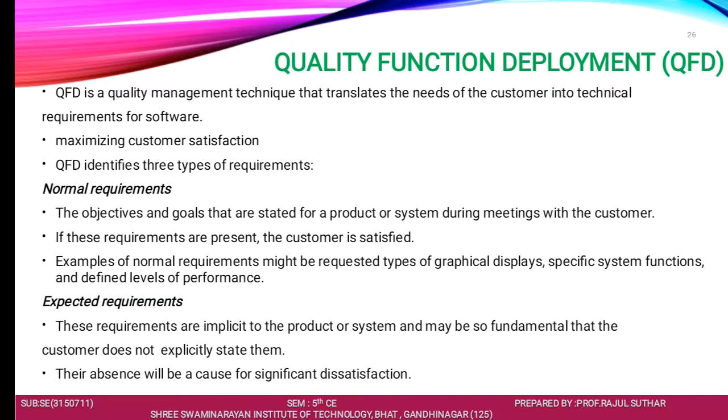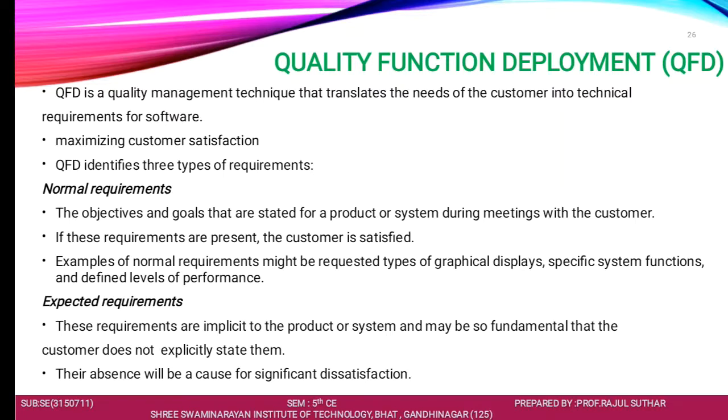Quality function deployment. What do you mean by quality function deployment? Quality function deployment is a quality management technique that translates the needs of the customer into the technical requirements for the software, maximizing customer satisfaction. We require customer satisfaction, which means if you build the product, the product must maintain the quality.